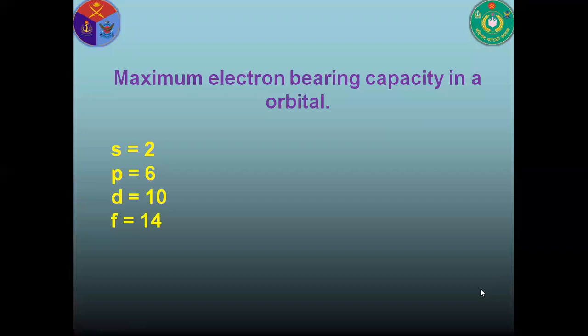Now the maximum electron bearing capacity in different orbitals. For the s orbital, only 2 electrons can exist. For the p orbital, the maximum electron bearing capacity is 6. For the d orbital 10, and for the f orbital 14.